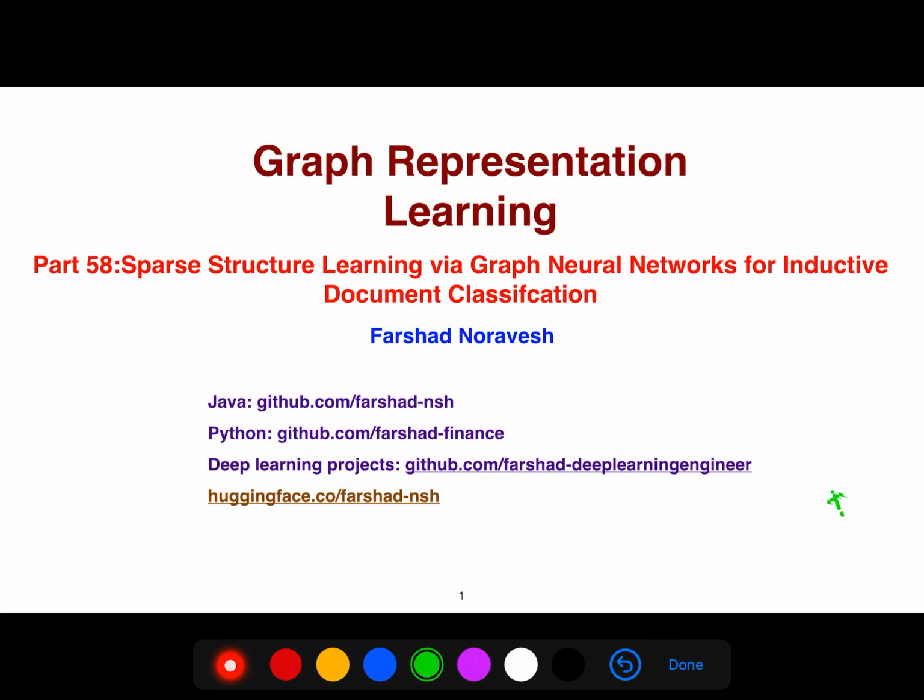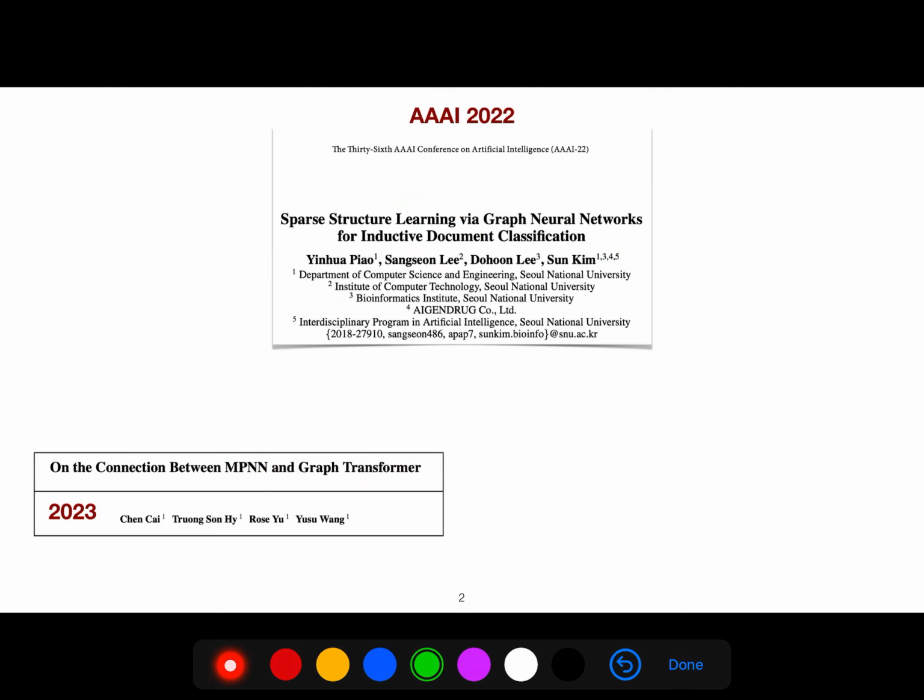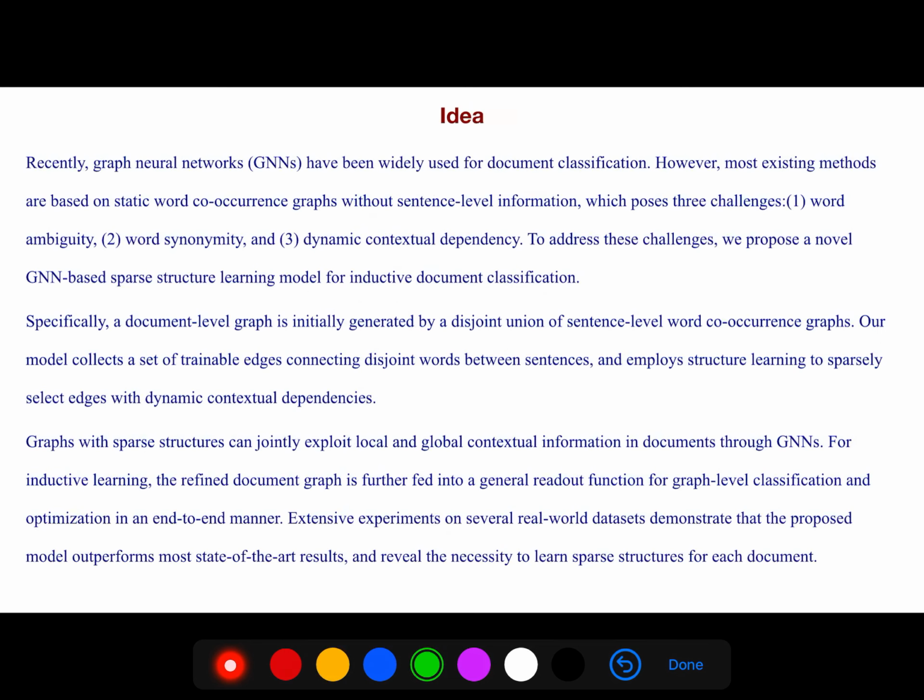Alright, so in this video I'm going to be explaining another important article with the title Sparse Structural Learning via Graph Neural Networks for Inductive Document Classification. So this AAAI 2022 article from Korea. So recently graph neural networks have been widely used for document classification.